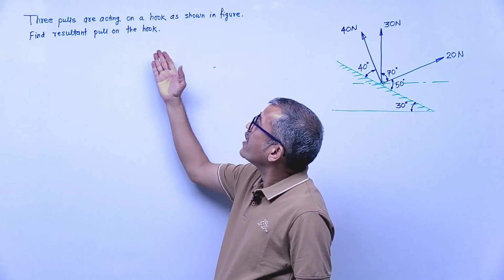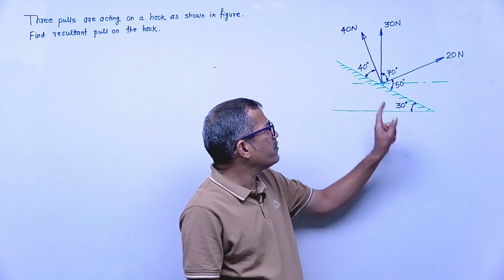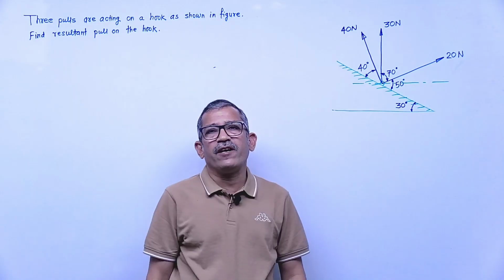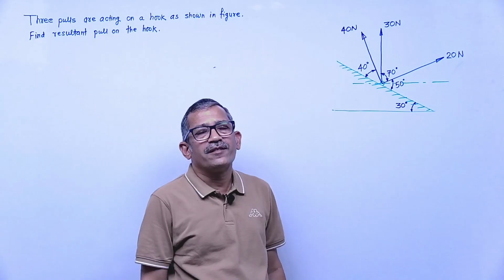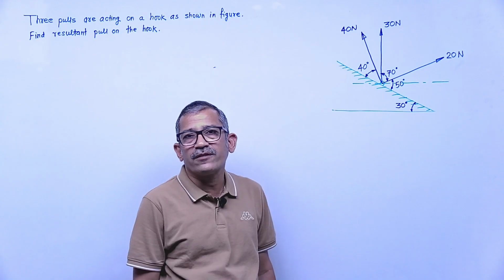In the question, what is given? 3 pulls are acting on a hook as shown in figure. There is one small hook here, and 3 pull forces are acting. Find what? The resultant pull on the hook. Means simply you have to find out the resultant of the given 3 forces.